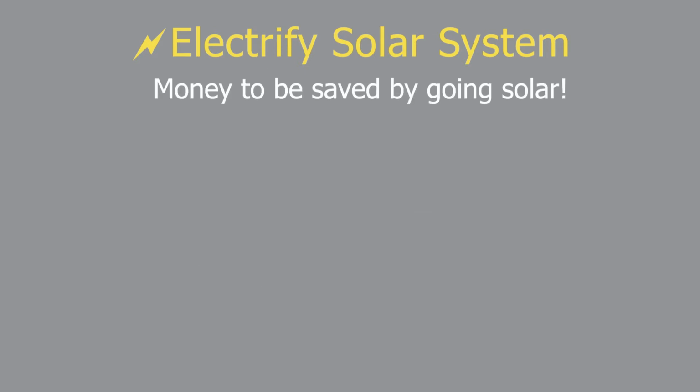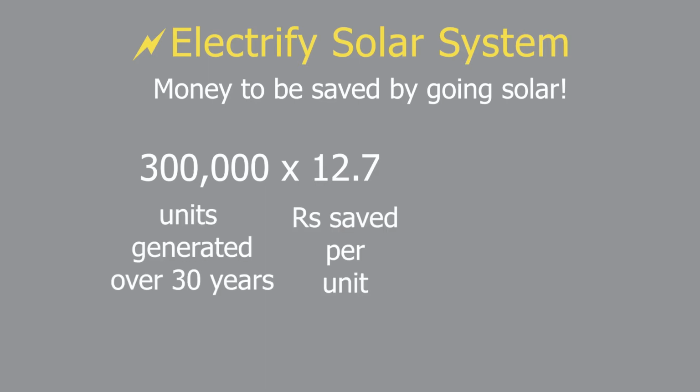300,000 units are produced over the 30-year period. Multiply this by rupees 12.7, the amount that you save on per unit cost of electricity by going solar, rather than buying from the electric company. After 30 years, you will save rupees 38 lakh.